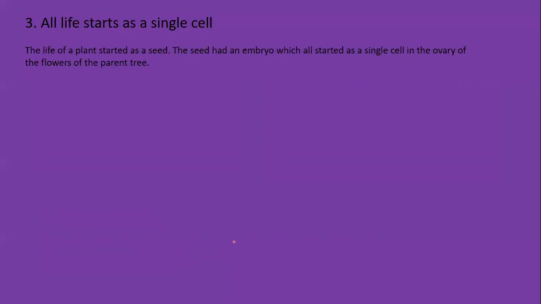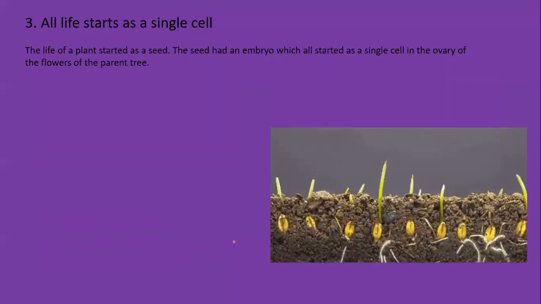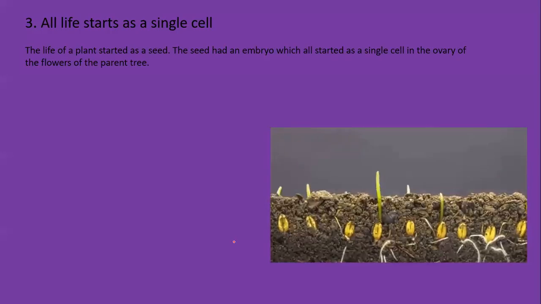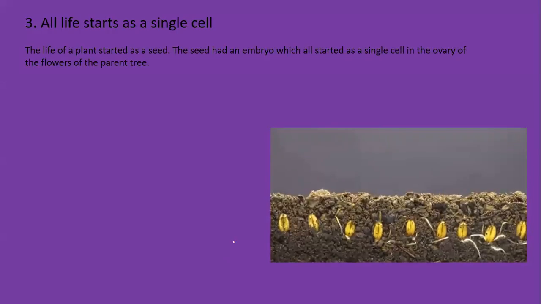So each and every seed, right? A plant arises from a seed, right? So a seed has an embryo, which actually consists of a single cell. You can see over here how this seed is forming a seedling, right? So from a single cell, it gives rise to a multi-cell organism.